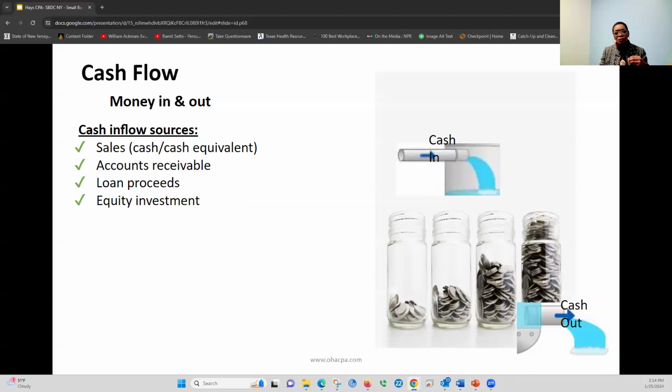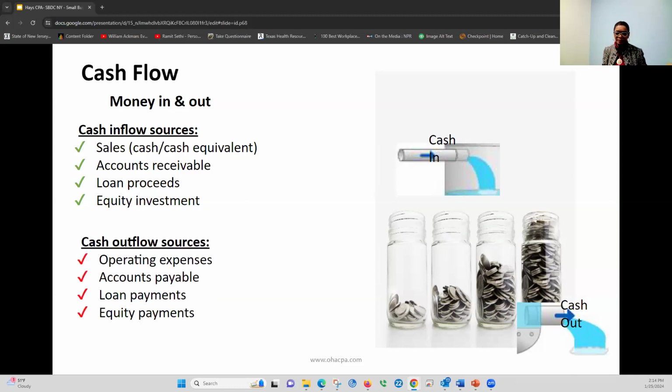If you don't have money right now to operate your business, you can get cash by getting a loan from family or friends or from the bank. And then equity investment. If you have other partners who want to invest in your business, that's another way for you to get cash into the business. Shaneque, do you want to cover the outflows?